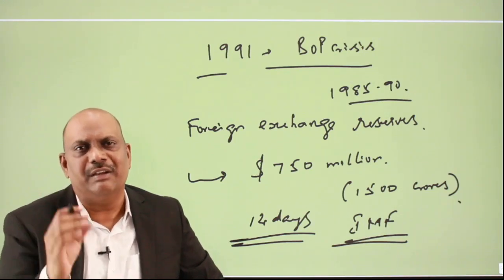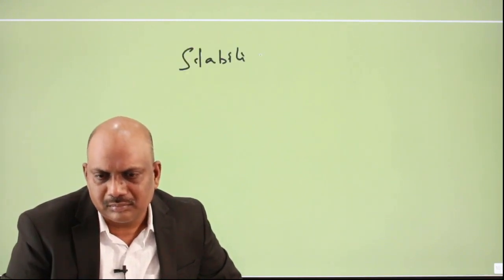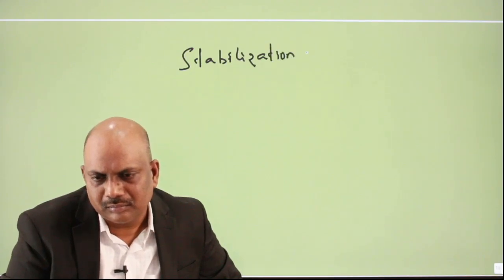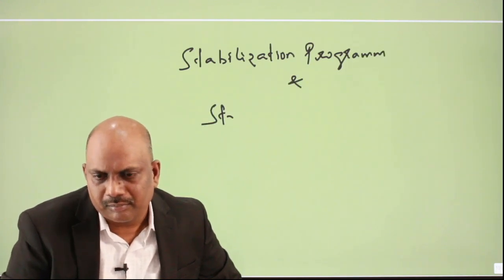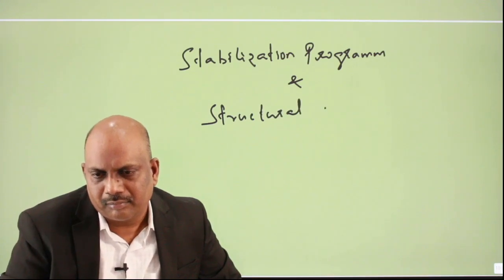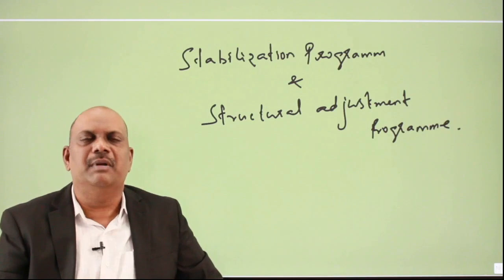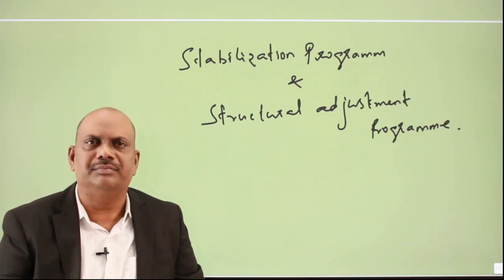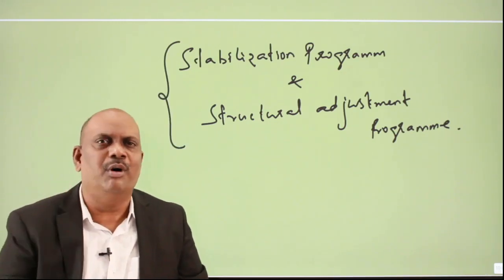So the so-called economic reforms were forced on our country, and we were forced to introduce the very famous stabilization program and the structural adjustment program. This we call the economic reforms, the very famous Rao-Manmohan model of planning.